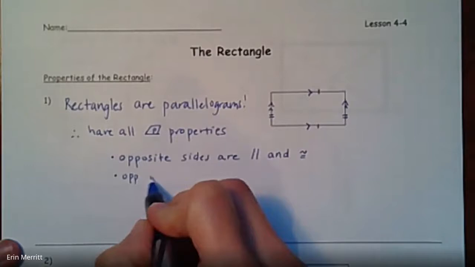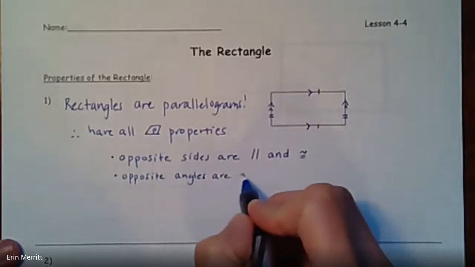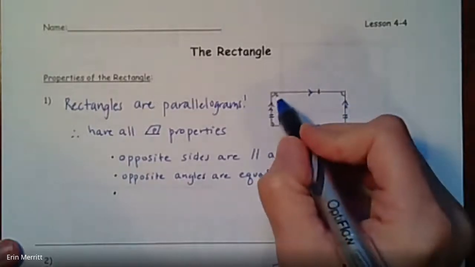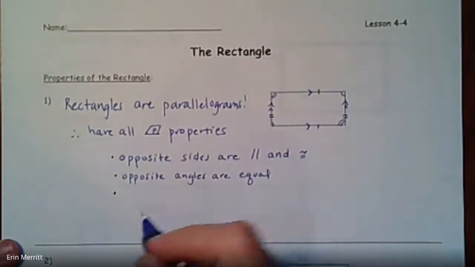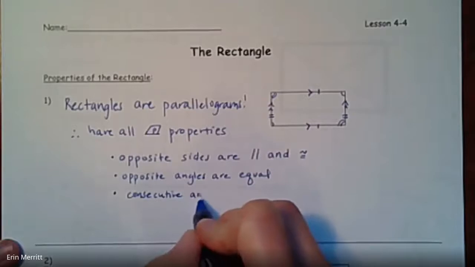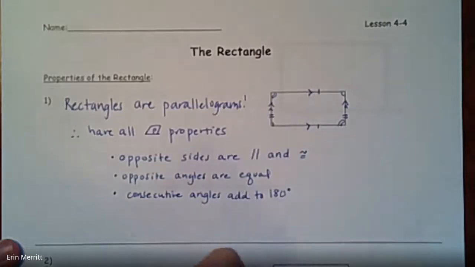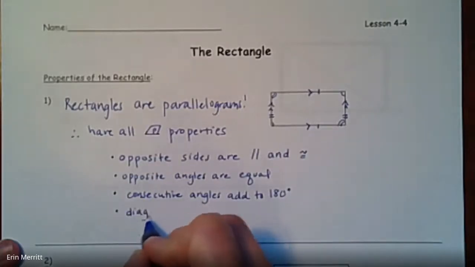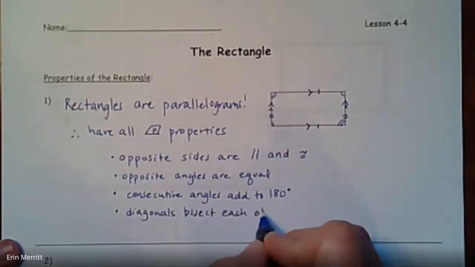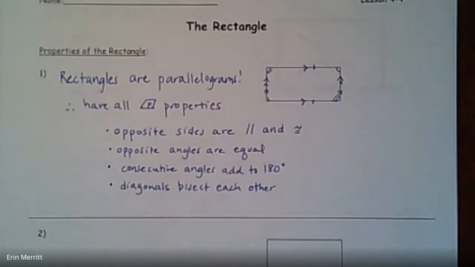Opposite angles are equal. So we know this is the same as this, and that guy is the same as that guy. Consecutive angles add up to 180. And then the last part, the diagonals bisect each other. So immediately, just by saying that rectangles are parallelograms, they have all of those properties.